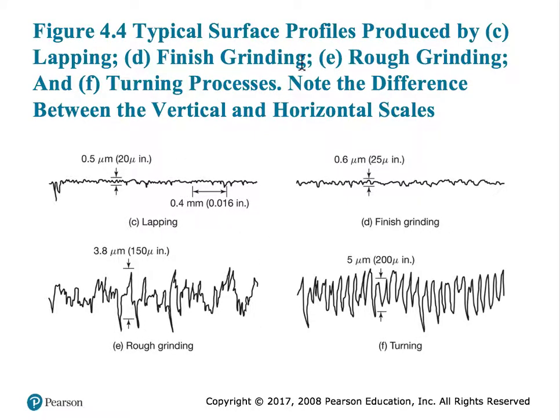So these are the typical surface profiles produced by lapping, finish grinding, rough grinding, and turning processes. So you can see that lapping would give you an extremely smooth surface finish. Finish grinding would give you similar, but it is not as good as lapping. Then you have rough grinding, and if you have just turned surface, then you are going to have tremendous roughness on the surface. So depending upon the quality of your part required, you have to use different manufacturing processes. So you have to choose the right kind of finishing process for your component.